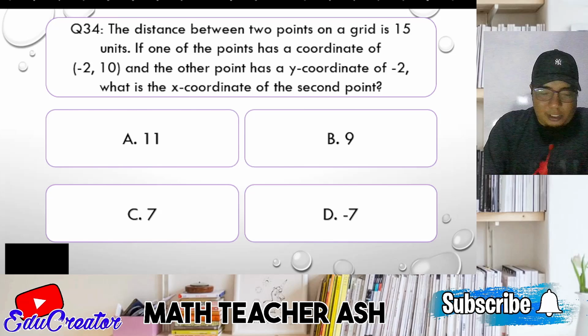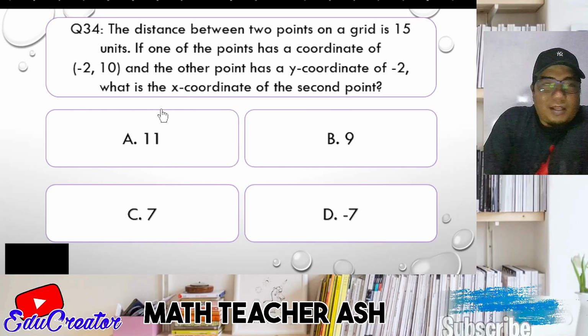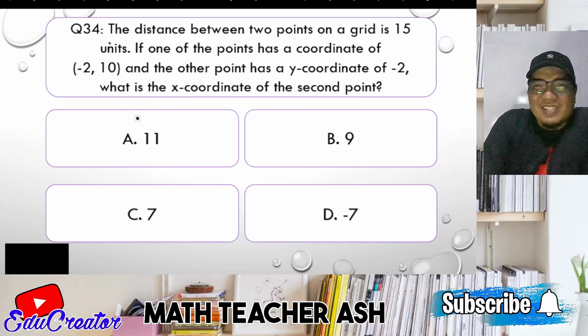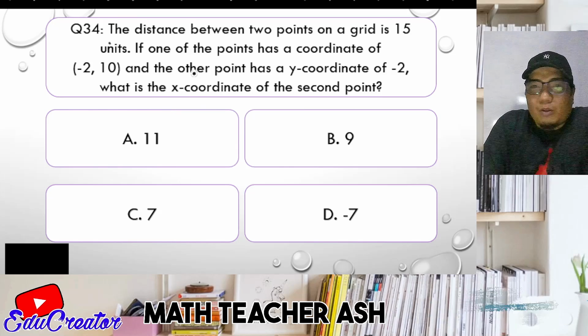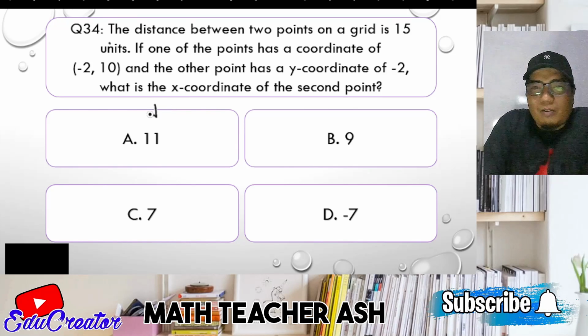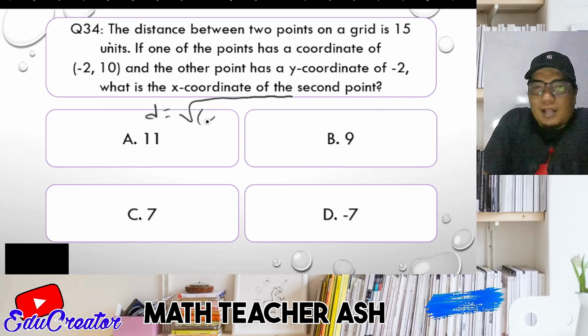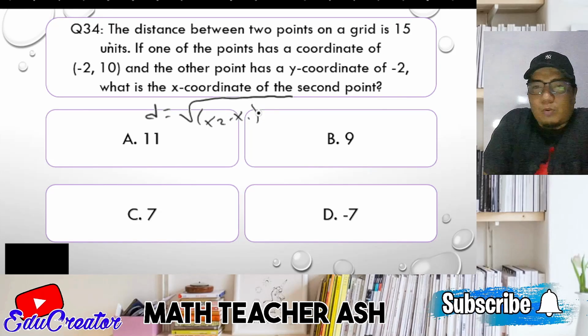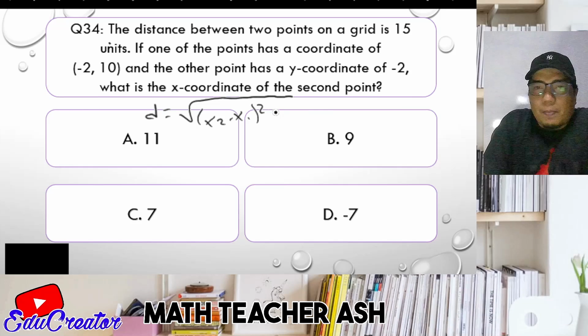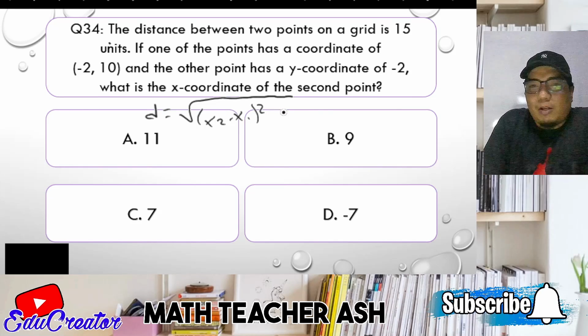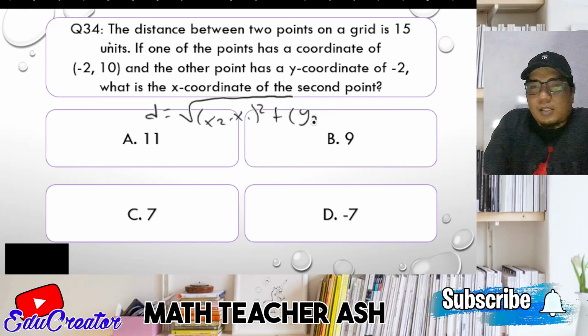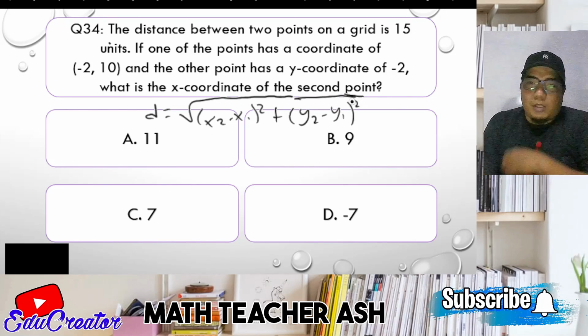Okay, my dear math learners, para sa katanungan ito, kailangan nating mag-solve. Okay, so wala tayong choice. So, we are talking about distance. So, we are solving for the distance formula. If you can remember the distance formula, that is the square root of x sub 2 minus x sub 1 squared, plus y sub 2 minus y sub 1 squared. Okay, either way, y sub 2 minus y sub 1 squared.